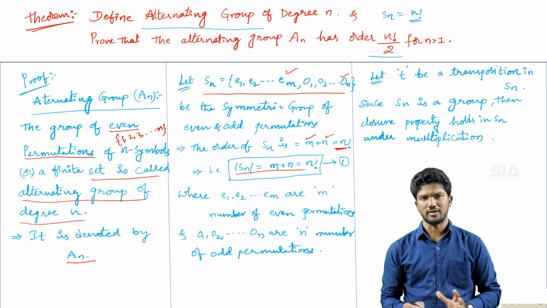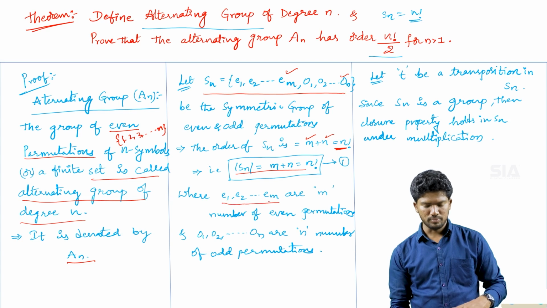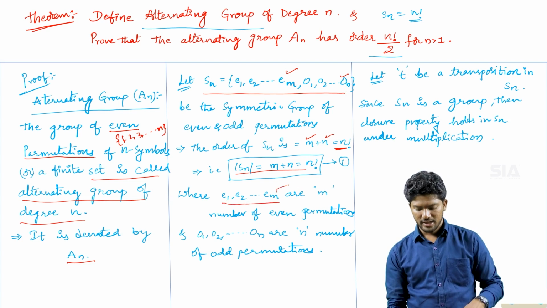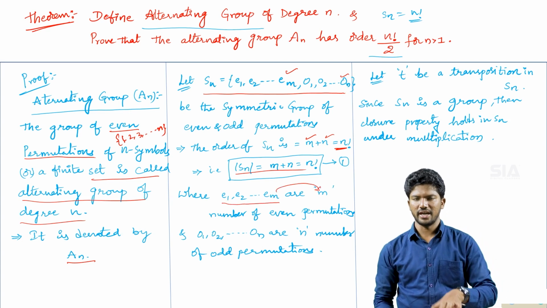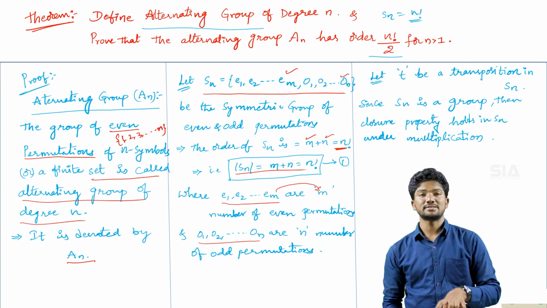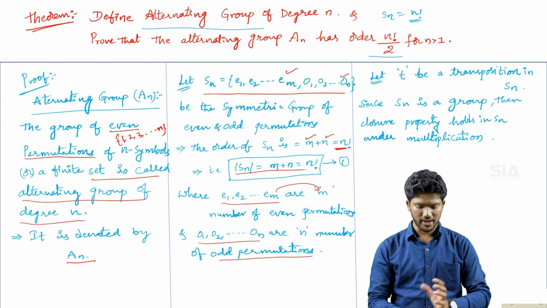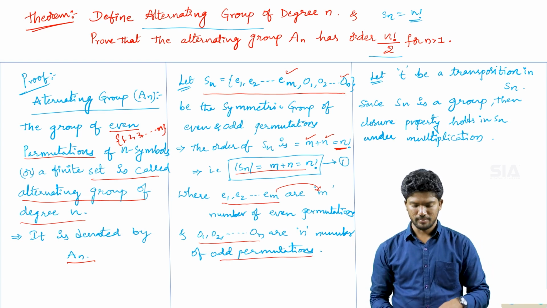That is equation number 1, where I am clearly mentioning that small e1, e2 up to so on e suffix m are small m even permutations, and o1, o2 up to so on o suffix n are small n odd permutations. Okay, this is the given data. So we are writing from the statement.